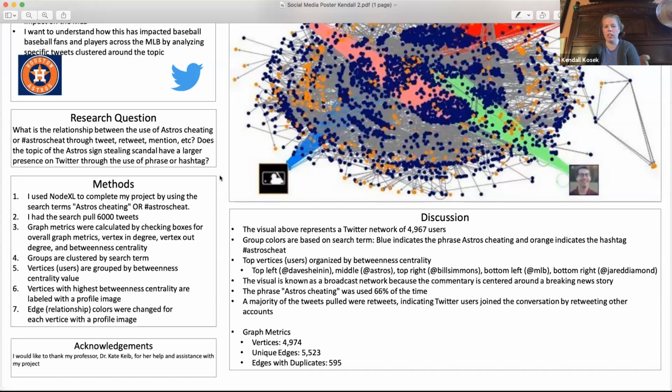And betweenness centrality is basically how central or important a specific user is in the entire network, which is all the tweets that were pulled out in my search box. And then the vertices, which are each user, are grouped by this betweenness centrality in my visual. And then the vertices, or users that have the highest betweenness centrality, are labeled with their profile image. And then the edge, which is the gray lines or the relationship between two users, were changed for the users with the highest betweenness centrality as well.